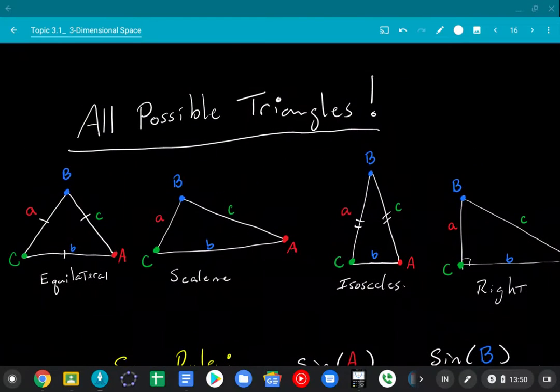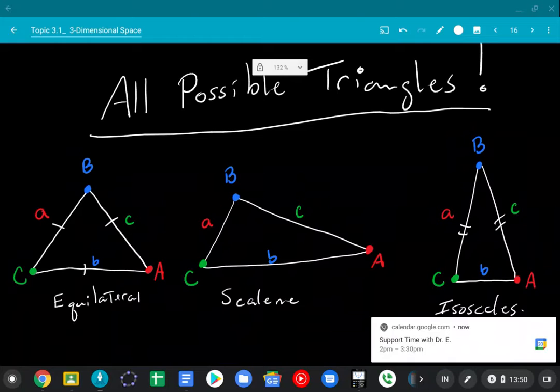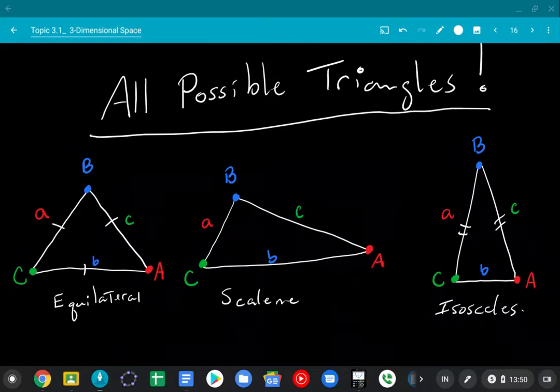Notice that my nomenclature is the exact same everywhere you look. Across from A is side A, across from B is side B, and across from angle C is side C. Same thing here. Across from C is side C, across from angle A is side A, and across from angle B is side B. So this nomenclature is always the same.